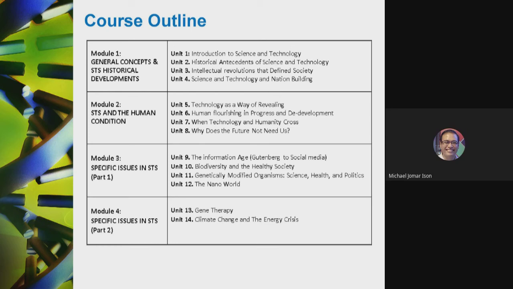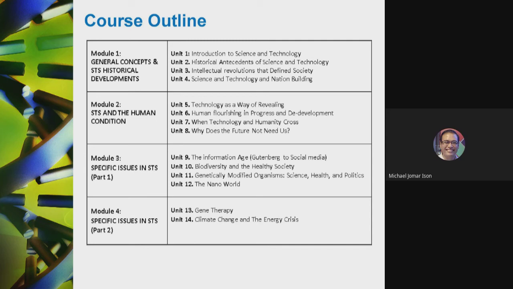Module 3 will be about specific issues in STS, and Module 4 would be the second part of those specific issues in STS. Module 3 and Module 4 will cover information age, biodiversity, GMOs, the nano world, gene therapy, and climate change and the energy crisis. So this is what you're going to be expecting to study and to understand for the whole of the semester that we have.